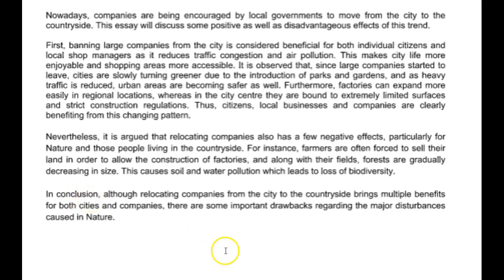In conclusion, although relocating companies from the city to the countryside brings multiple benefits for both cities and companies, there are some important drawbacks regarding the major disturbances caused to areas of natural beauty, natural habitats. Let's go in with some detail and a little bit more expansion as well. So in your conclusion, we're summarizing the whole thing. So let's talk about, this is fine, but let's talk about where these disturbances are happening.